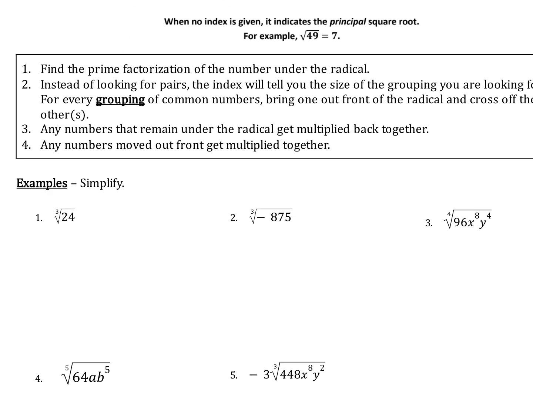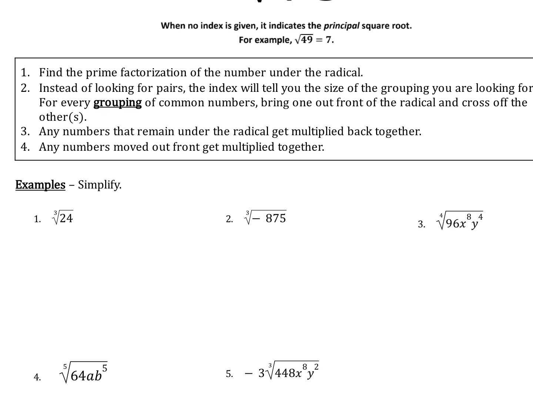You're going to be using the information in this box in order to find, split out and simplify your radical with an nth root. First, you're going to find the prime factorization of the number under the radical. You're still going to do your factor tree using your cheat sheet to find your prime numbers. But step number 2 says, instead of looking for pairs, the index is going to tell you the size of the grouping that you are looking for.